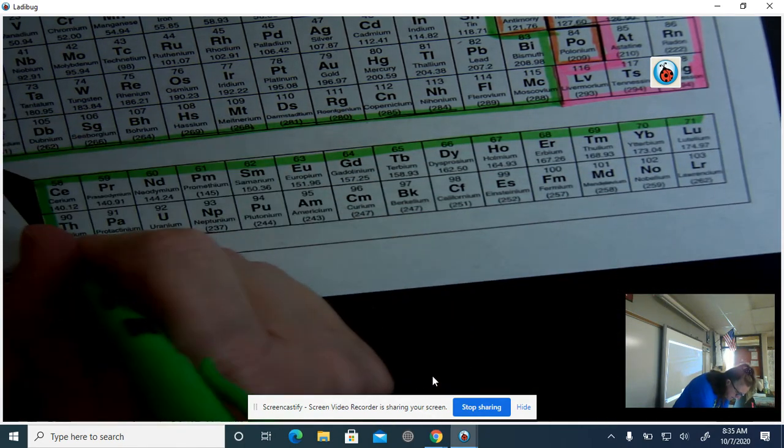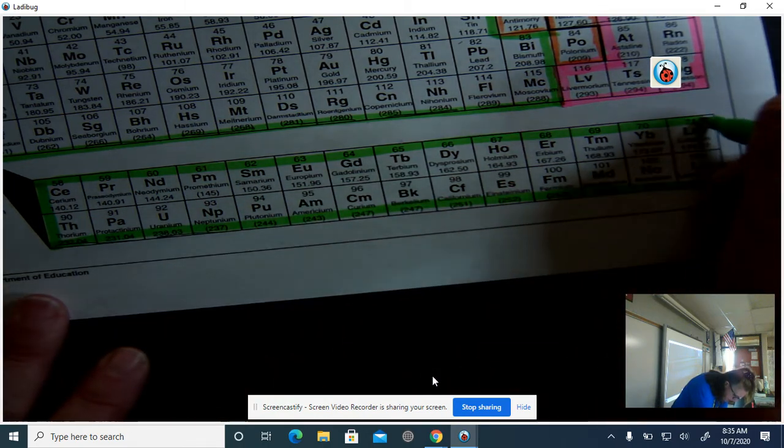A lot of these are radioactive. Many of them are man-made. They're synthetic.